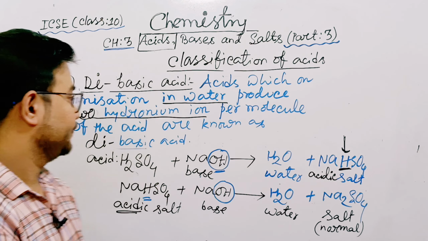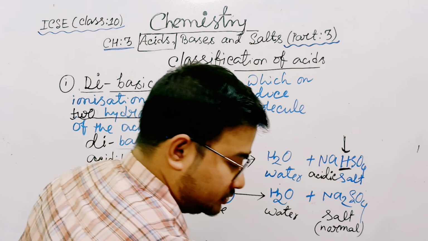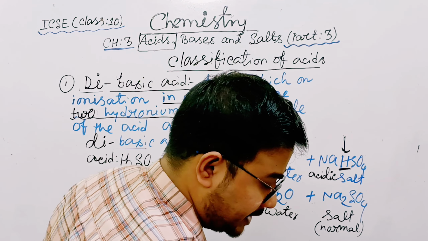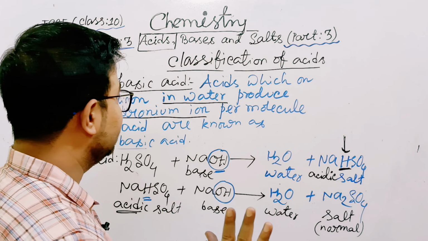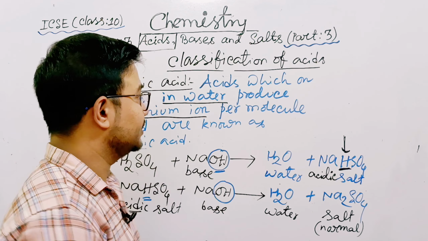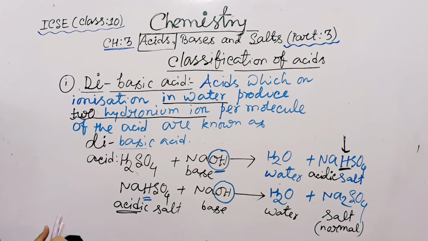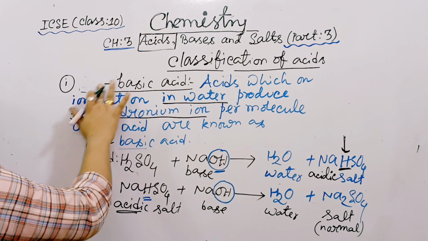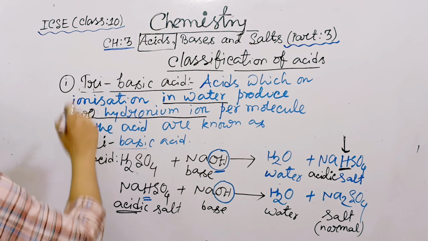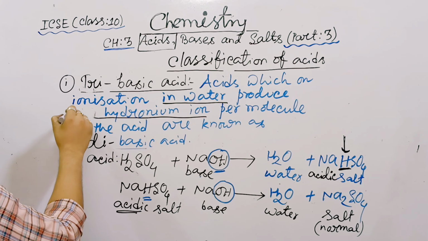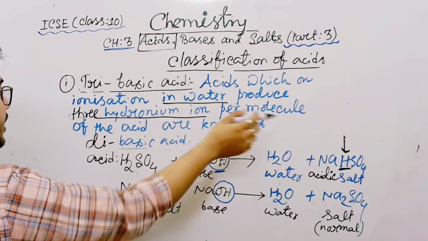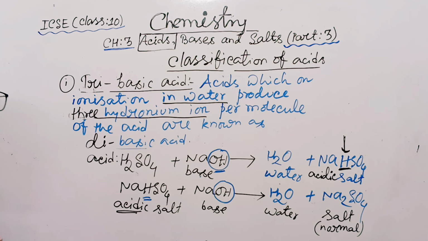Okay, so now it is done. I will tell the exception, but later. Wait, can you write down the definition of tribasic acid? Same: an acid which on ionization in water produces 3 hydronium ions per molecule is called tribasic acid.